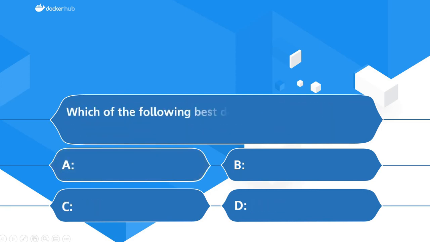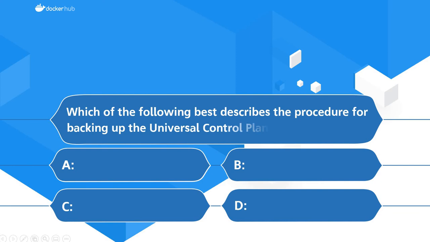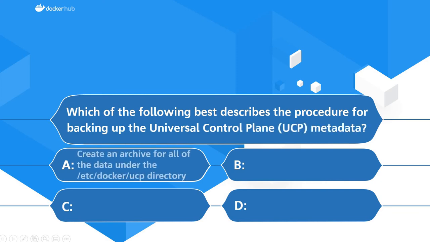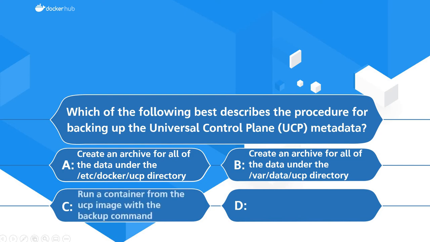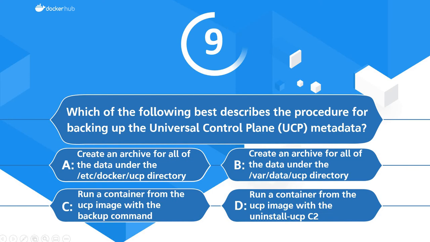Which of the following best describes the procedure for backing up the Universal Control Plane, UCP, metadata? A. Create an archive for all of the data under the /etc/docker/UCP directory. B. Create an archive for all of the data under the /var/data/UCP directory. C. Run a container from the UCP image with the backup command. D. Run a container from the UCP image with the uninstall command. Your time starts now.